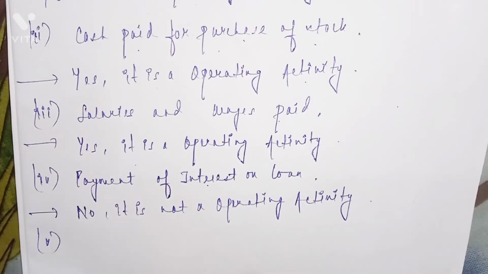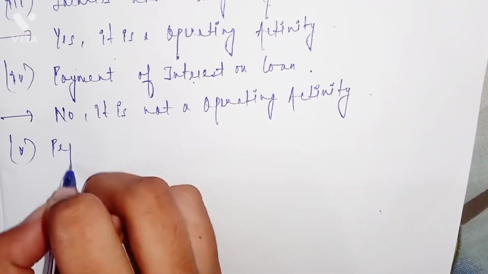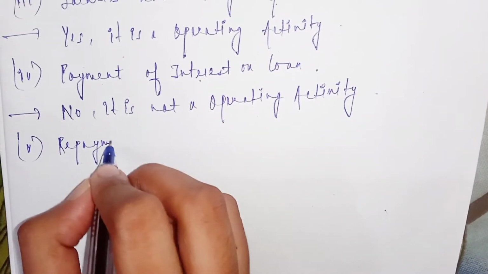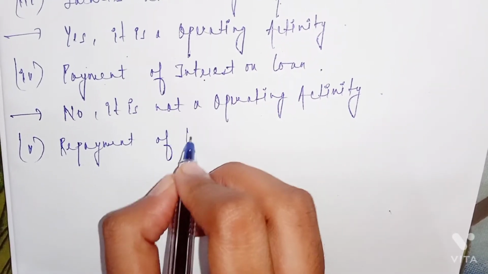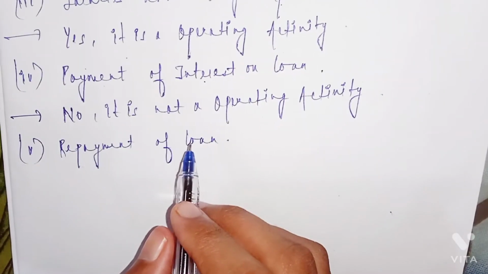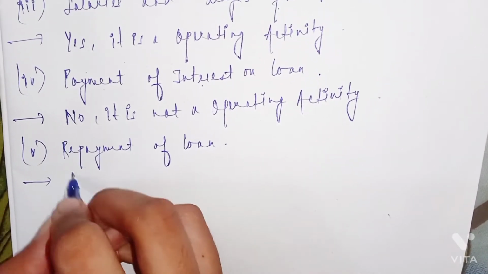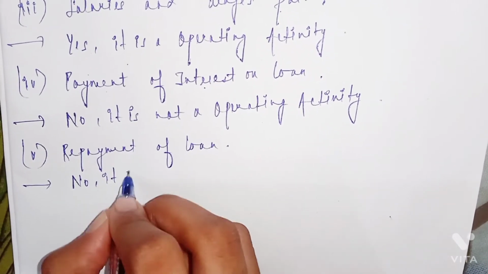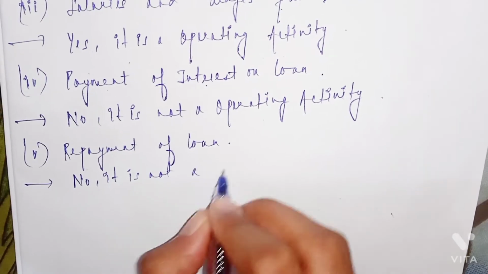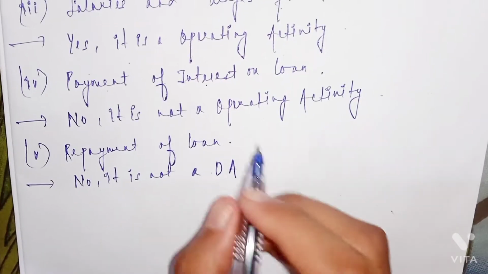Number 5, repayment of loan. Here, any repayment of loan is also not an operating activity, it's a financing activity. So no, it is not an operating activity. I'm just writing here OA.